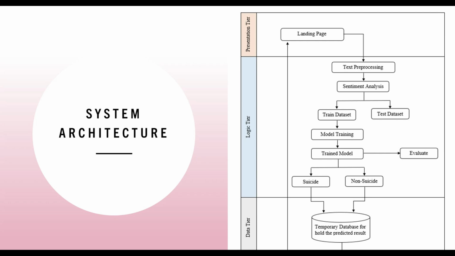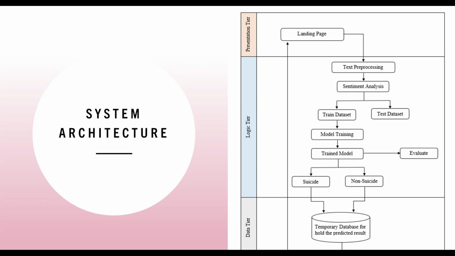And apart from that, BERT can be applied to a wide range of natural language processing tasks, including text classification, named entity recognition, question answering, sentiment analysis, and more. At the end of this trained model, we get whether the provided text is suicide or non-suicide. So there is a temporary database to hold these predicted results. In this process, for a given sentence, initially it will identify the sentiment of that text, or else that provided social media comment.